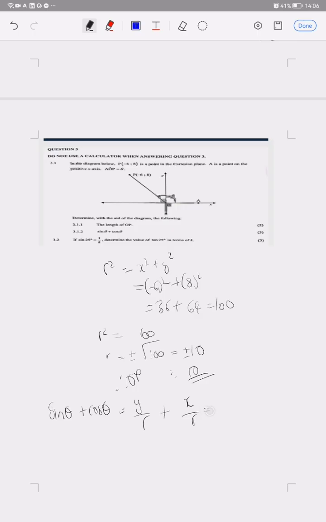So what are we having here? y is 8, so 8 over 10 plus negative 6 over 10. This becomes 2 over 10, which gives us 1 over 5. So that's the answer for this one. Are we good? That's the solution for this one.